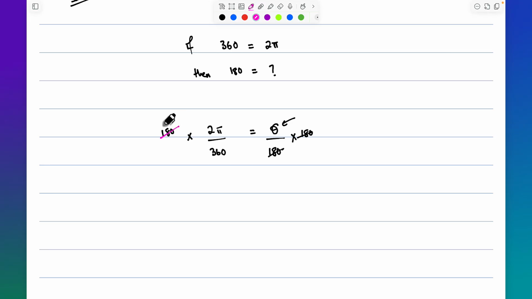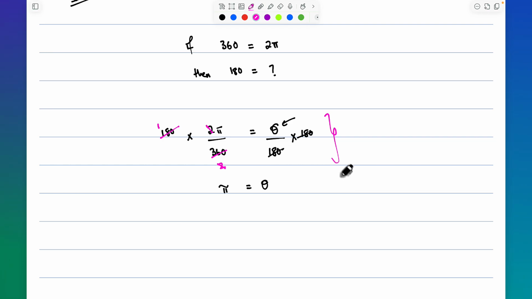We just say, how many times does 180 go into 180? Once. How many times does it go into 360? Twice. And then this 2 is also going to cancel with that 2. So the only thing you have left on the left-hand side of the equation is pi, and the only thing you have on the right-hand side of the equation is theta. All right, I hope this makes sense. I hope especially this step over here makes sense, right?